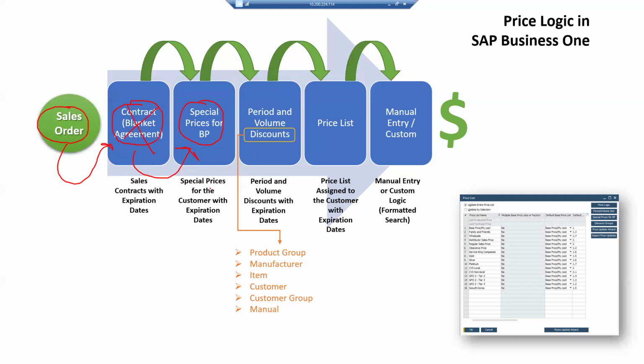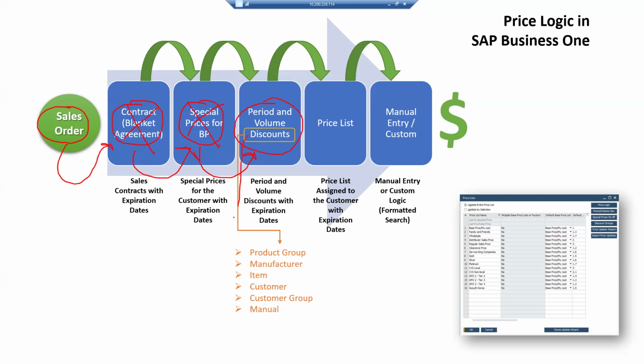I could have set up a system that says anytime Earthshaker buys these 3 apparel products, they get a special price, regardless of their price list, right? So I can set that up. But if there are no special prices for that customer and those items, SAP then goes to look to see, okay, are there any period and volume discounts that have been set up?